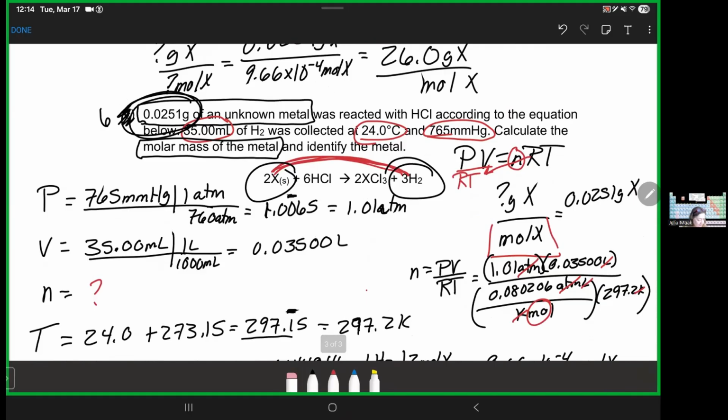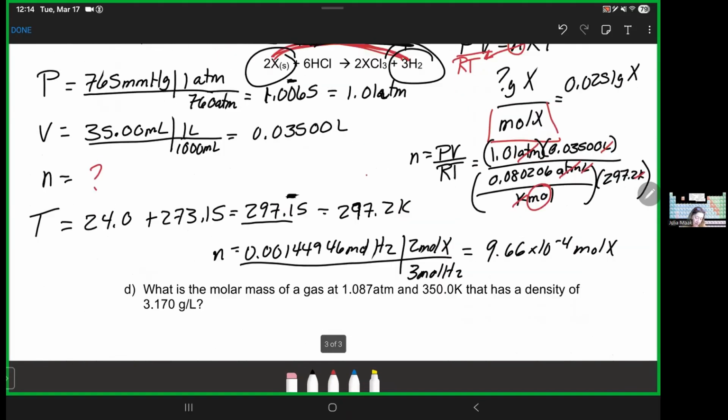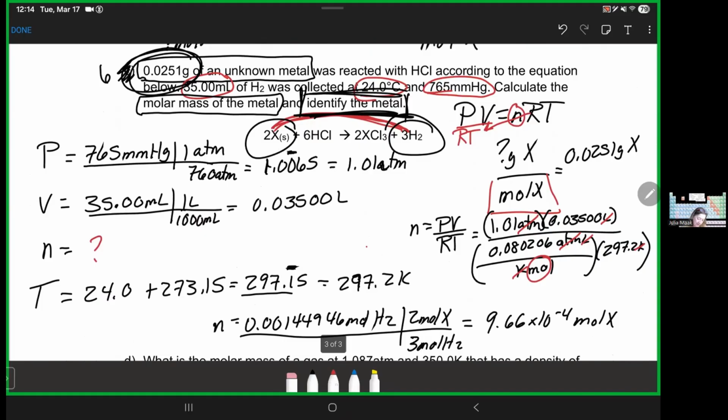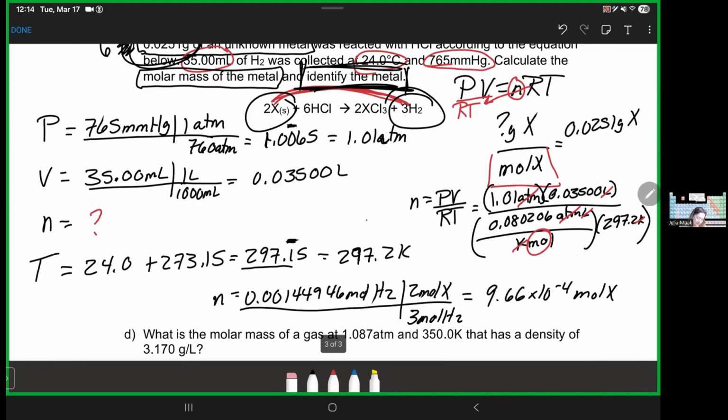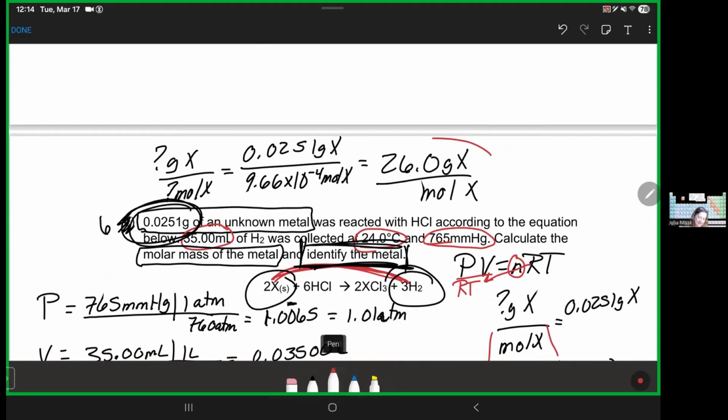Hold on, let me look on my periodic table here. Okay, it does say identify that metal. So now we know that our molar mass of our metal is, it's up here, 26.0 grams per mole.